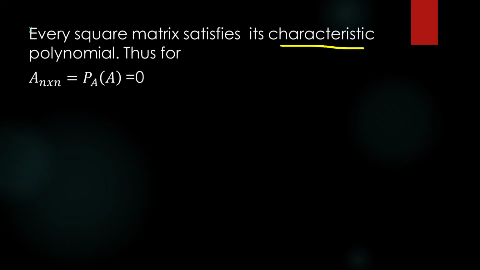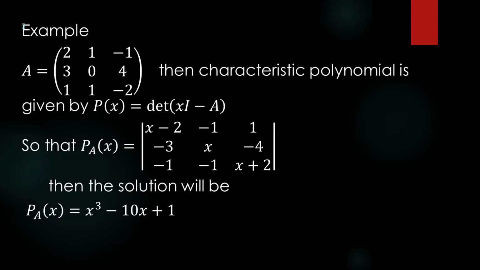What does that mean? It means if you substitute the matrix into its characteristic polynomial, the solution will definitely be 0. You will get 0. That's simply what Cayley-Hamilton covered. And we have now the Cayley-Hamilton theorem. Let's look at a demonstration through an example.